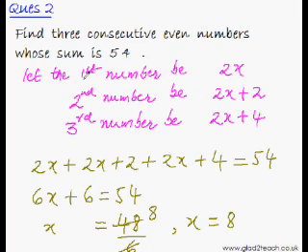So this means our first number would be 16, isn't it? 2 times 8 is 16. And the second even number would be 18. And the third one would be, right, 20. Question solved.